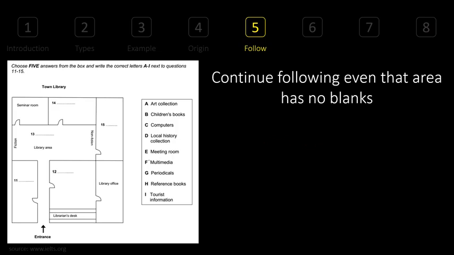Now, what if there are no blanks? Let's say for an example here, there's no answer here, there's no question here. So you might think this is not important. It is really important. The reason for it to be important is to follow the sequence.